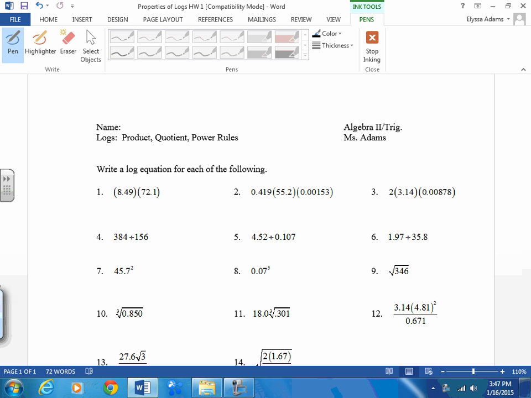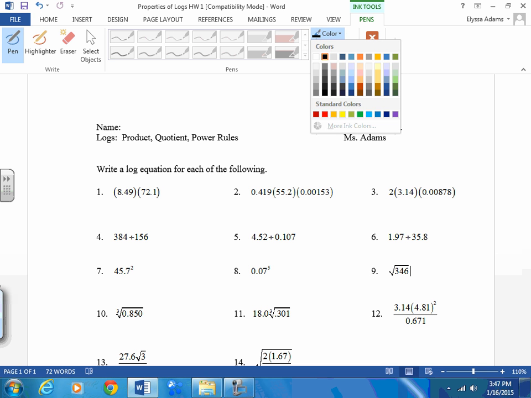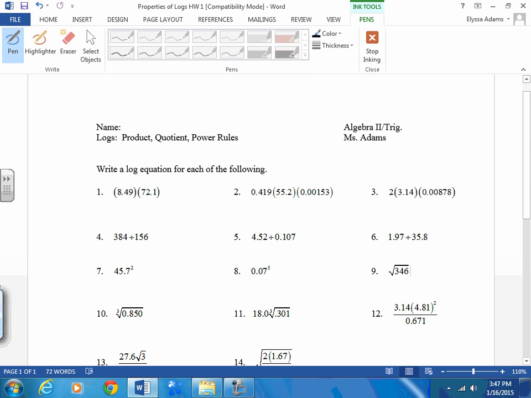First off, let's make it a pretty color. Okay, so if I'm going to take the log of 8.49 times 72.1, the log of multiplication we change to addition. So all I want you to write is log 8.49 plus log 72.1. That's it. For number 2, when we take the log of all of this, I've got 3 things multiplied together, so I'm going to change this to adding 3 things.